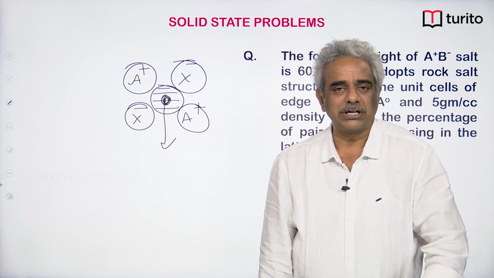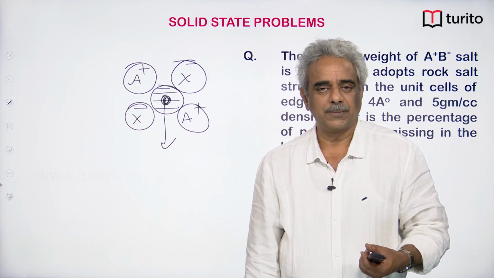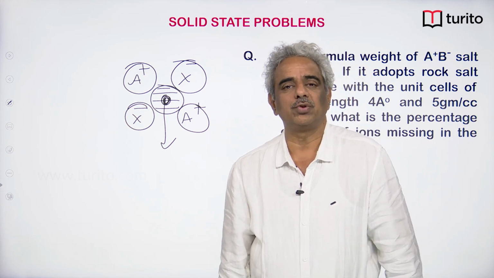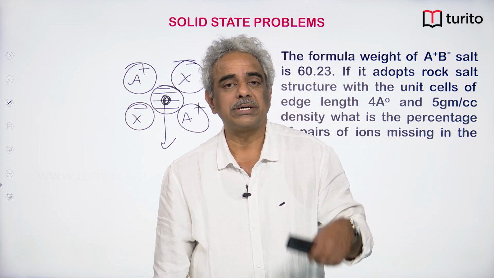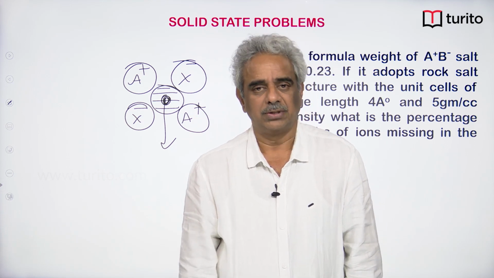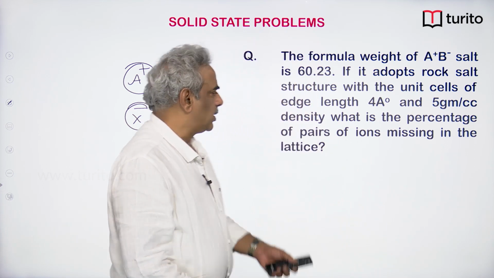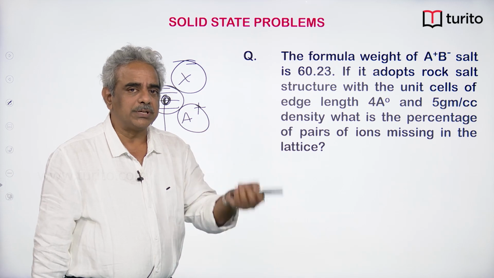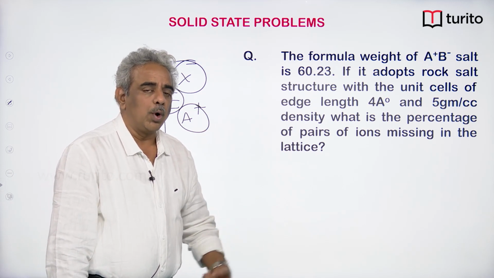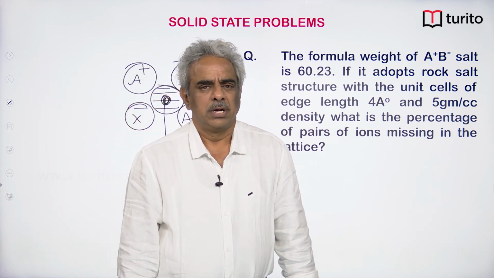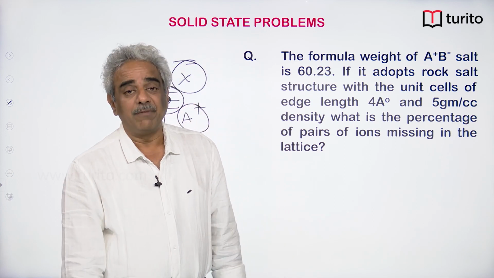So, that is not a lattice point, that is a space. Interstitial space is also filled. So, we call it interstitial defect. So, we have got some lattice point ion is missing, that is called point defect. So, like this there can be a variety of defects.